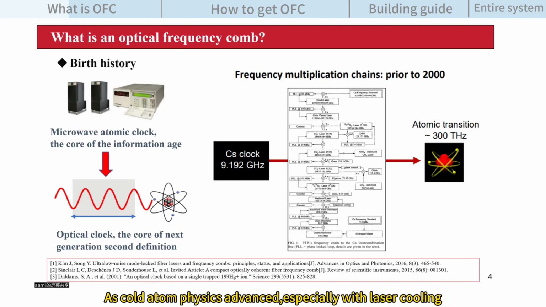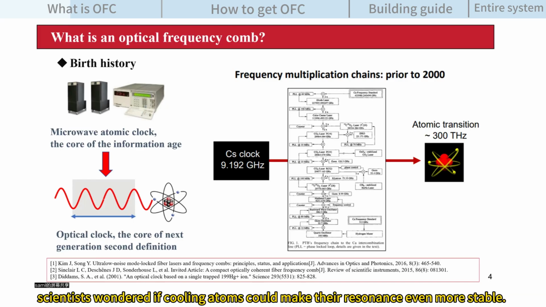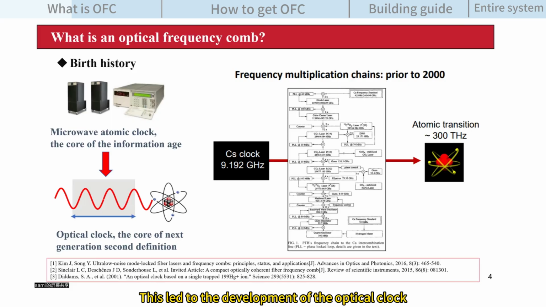As cold atom physics advanced, especially with laser cooling, scientists wondered if cooling atoms could make their resonance even more stable. This led to the development of the optical clock, which uses lasers to cool the atoms and reduce thermal noise, making time measurement more stable. So we built the optical clock. And this is the core of the next generation definition of the second. If you run it for more than 30 billion years, you will get only 1 second of error.